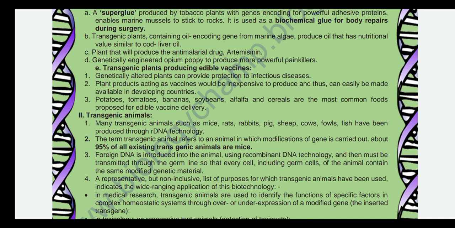Transgenic plants producing edible vaccines, that is genetically altered plants, can provide protection from infectious disease, and are inexpensive to produce and thus easily made available for developing countries. So potato, tomato, banana, soybean, alfalfa, that is one kind of grass, cereals, and most common foods are proposed for edible vaccine delivery. Transgenic animals we are going to study in the next lecture.